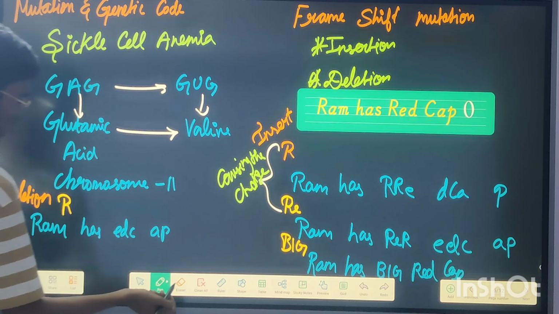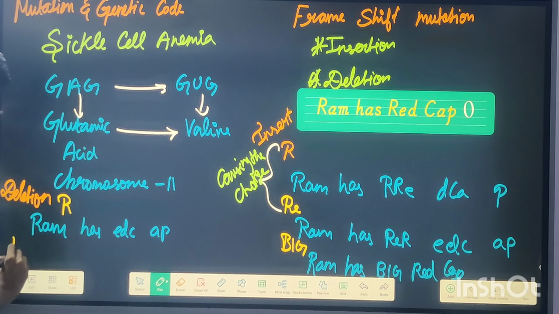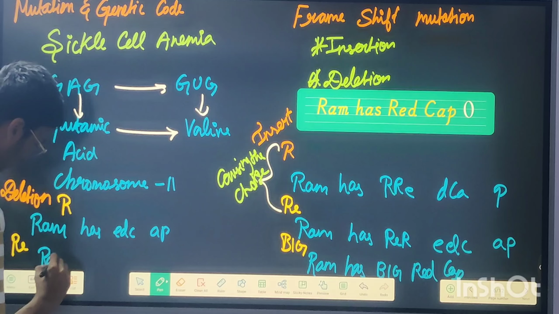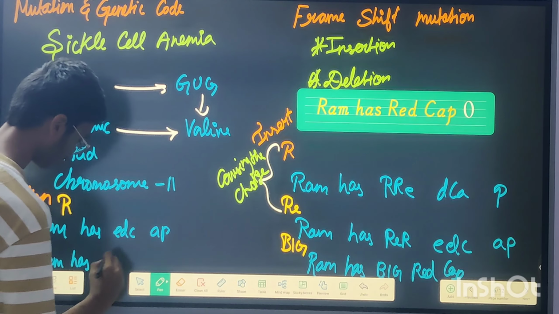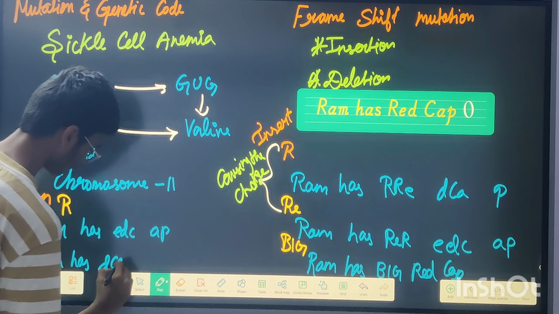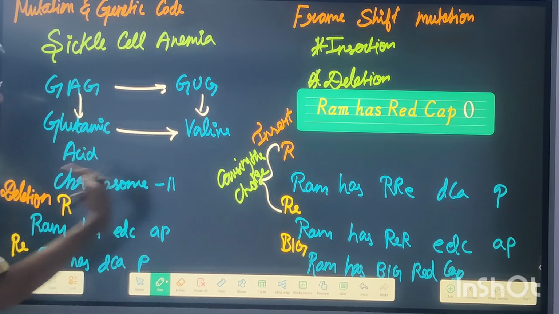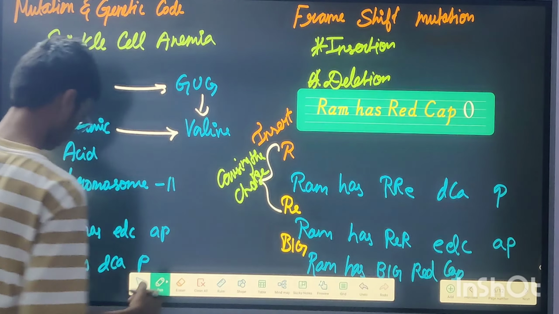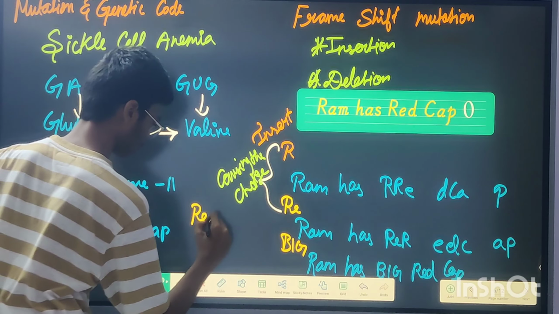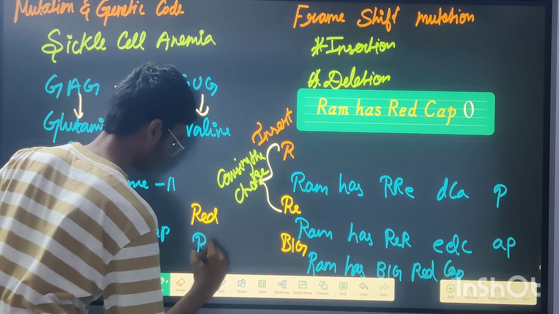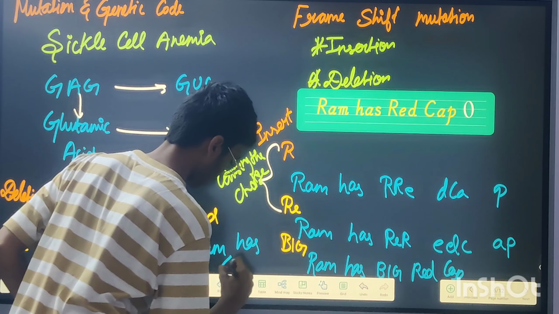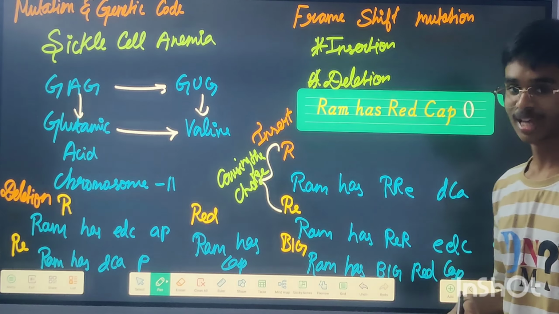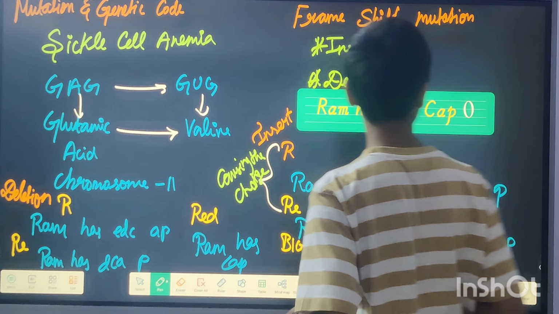Then I'm going to delete RE, which can be said as Ram has DCAP. Now I'm going to delete this totally, the red itself. That means Ram has cap. Now it is totally unspecified what color it is. We don't know the color of the cap. Anyways, we won't do anything by knowing the color of the cap.